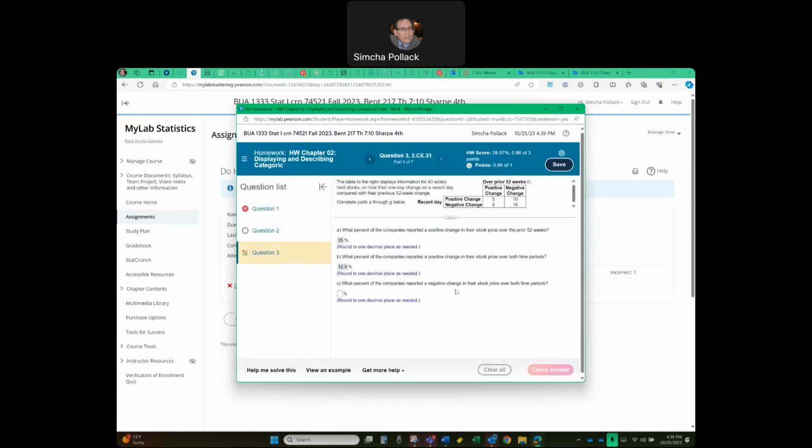Yes. What about both negative? That was 16 out of 40, which is twice as much as 8 out of 40. Let's see, 16 out of 40 is... I should do that in my head. I'm embarrassed. Let's not get it wrong. 16 divided by 40 equals 40%.